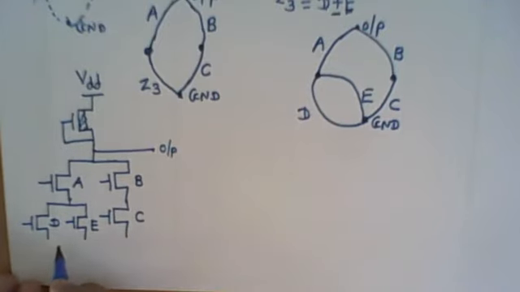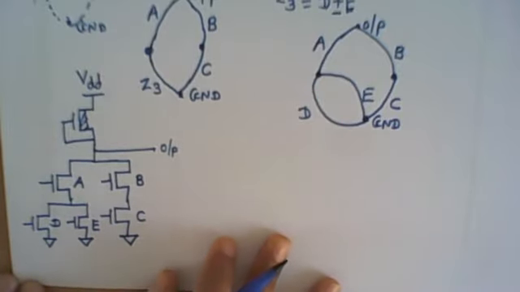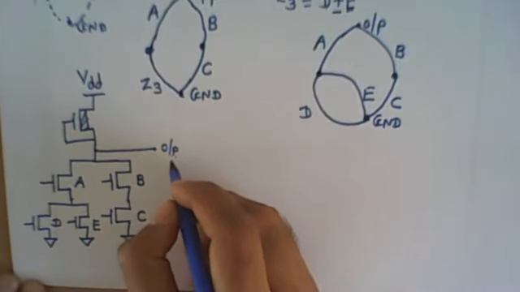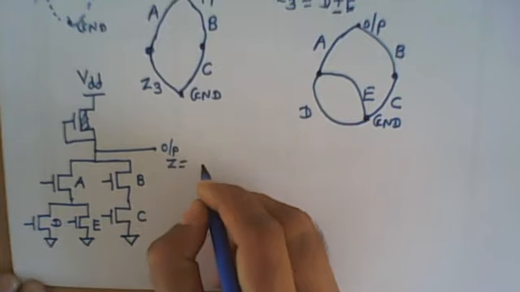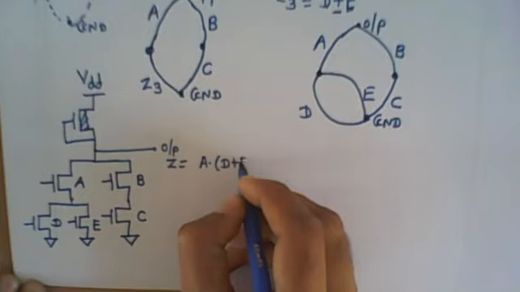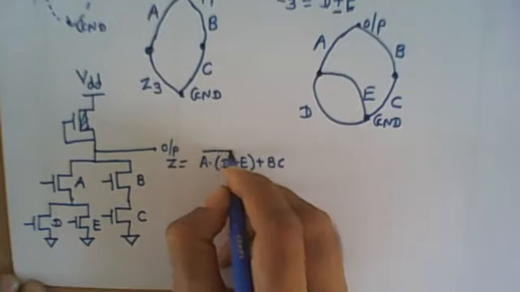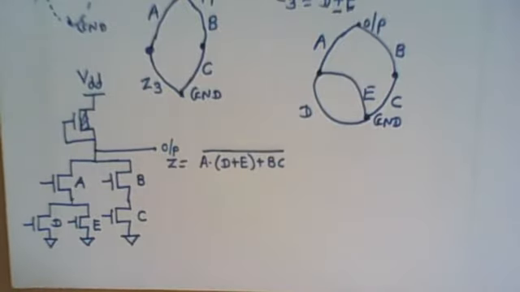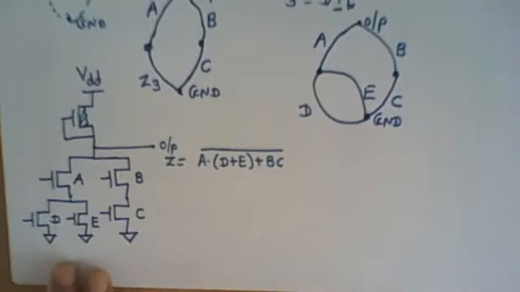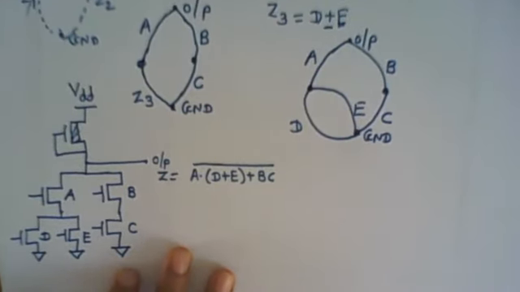Right, and then all are connected with ground. So here it is ground, and the ground. So this is an implementation of the output, which is Z equal to A into (D plus E) plus B into C raised to bar. Right? So how to implement this is raised to bar.